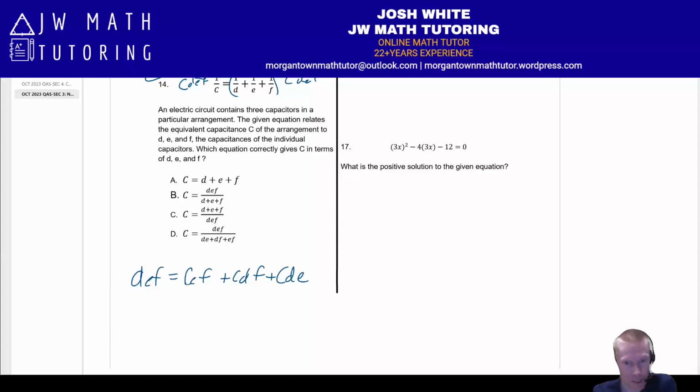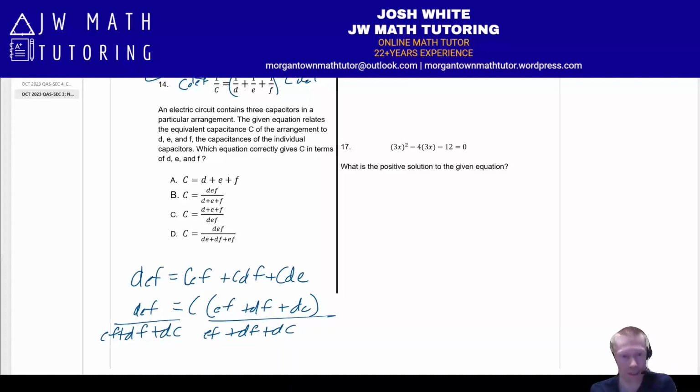Now, to solve for C, because there's multiple terms, what you technically have to do is you have to factor out a C as a common factor. And if you do that, you're then left with EF plus DF plus DE, and then you can divide by this entire long expression. So, looks like the correct answer is going to be letter D for this one. DEF over DE plus DF plus EF.